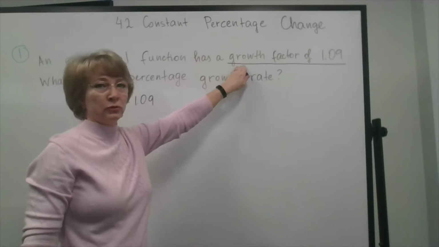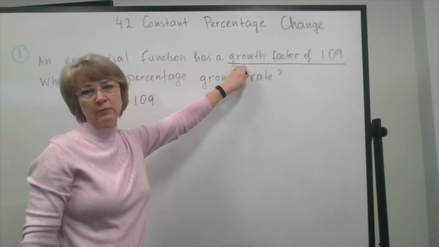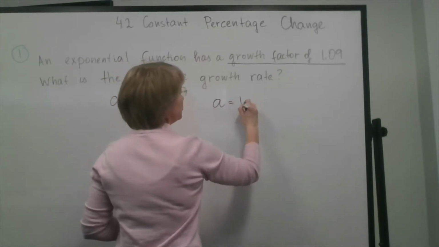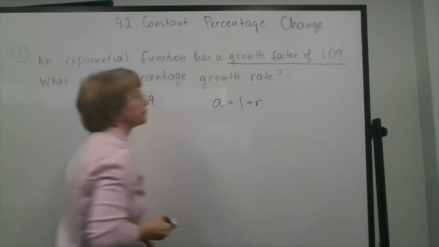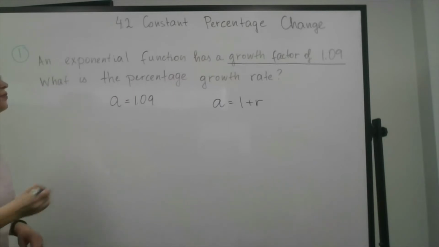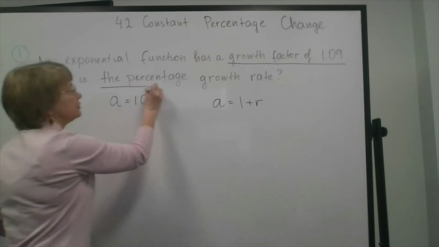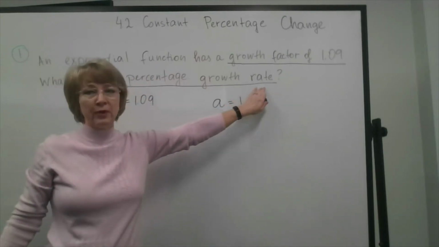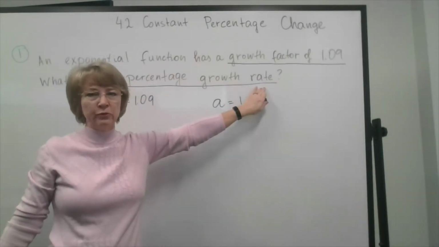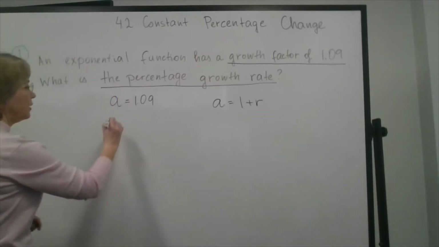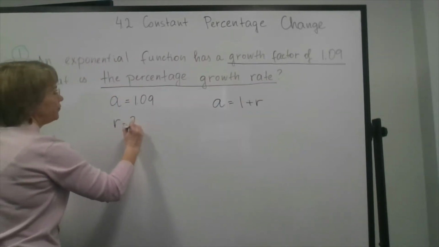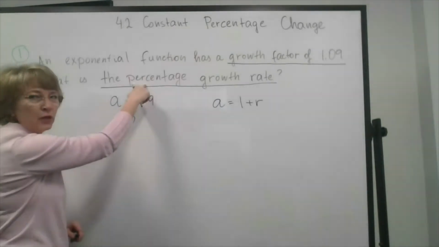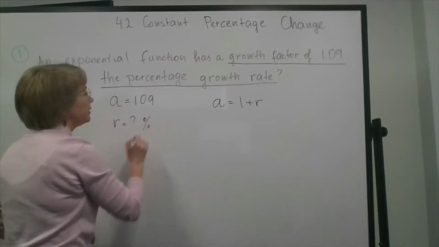If it's growth, what formula will we use? The formula is a equals 1 plus r. What do we need to find? The percentage growth rate. Do you see the word rate? What letter do we use for the word rate? R. So we need to find r, and do you see this word? Percentage. So your answer has to be in percent.